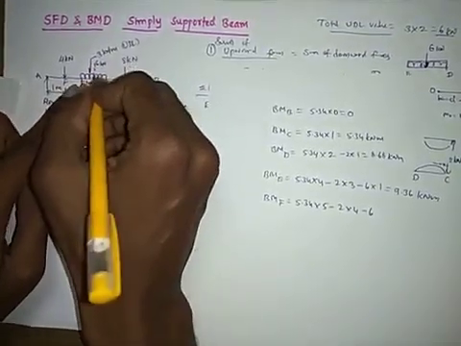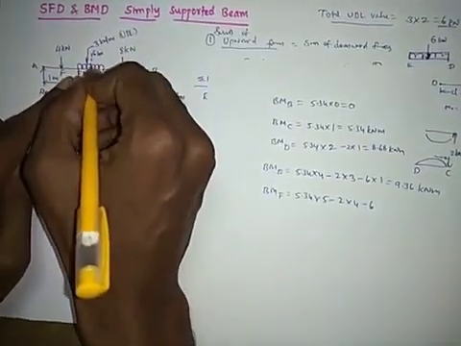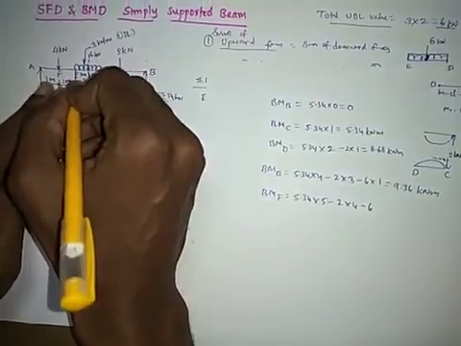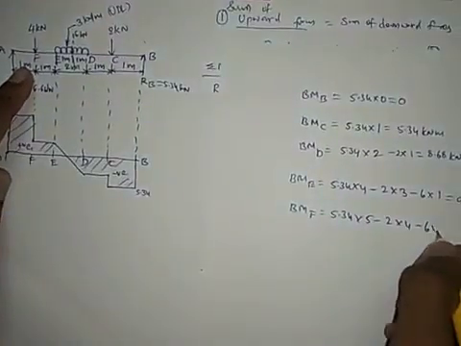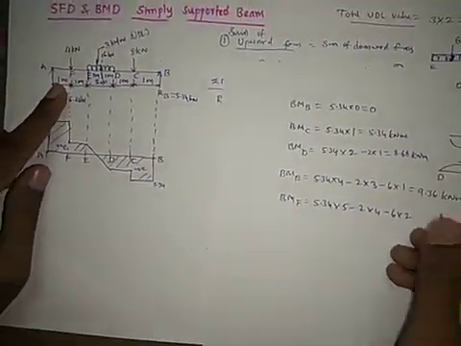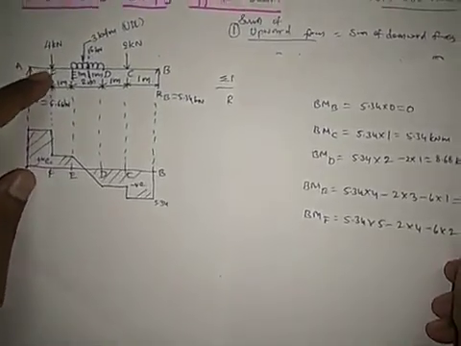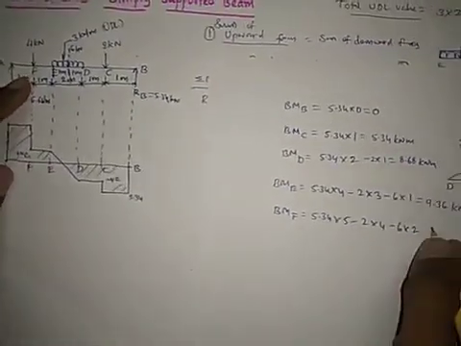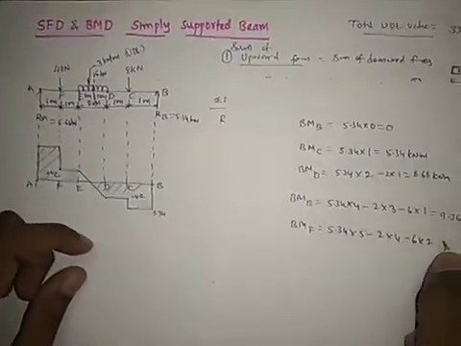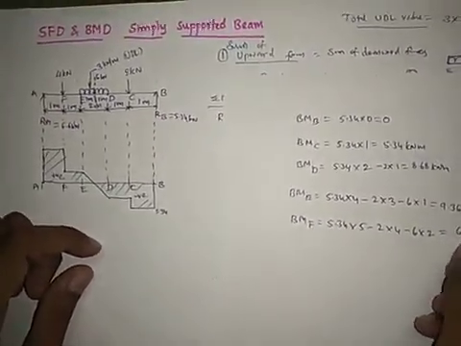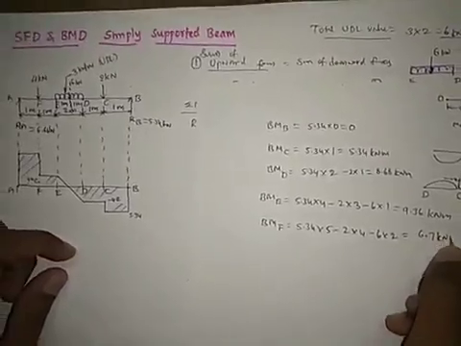We have to count from here because it is a UDL we have replaced, so this is 1 meter and this is 1 meter, so it is 2 meters. And this 4 we should not take, because it is acting exactly at F. It is a point load, so its effect is 0. If you do this calculation, this is 6.7 kilonewton meter.